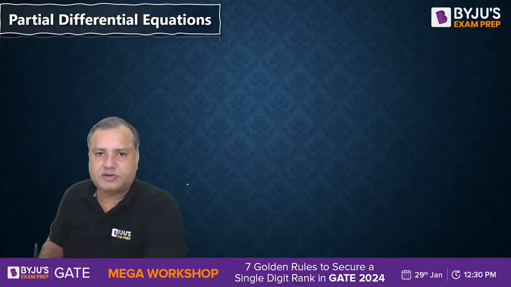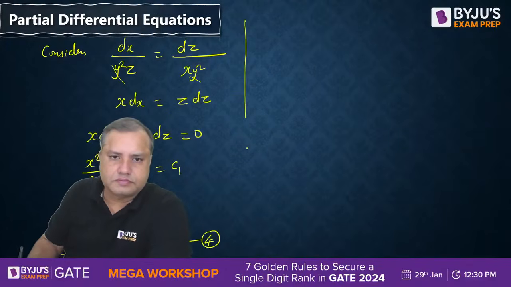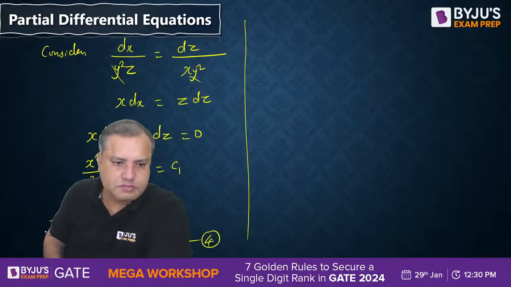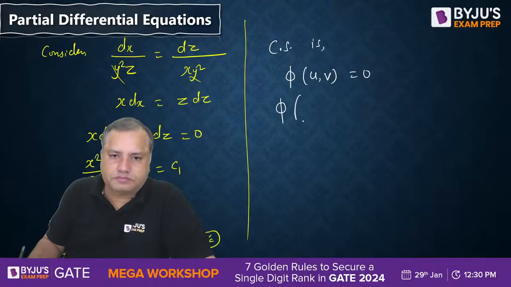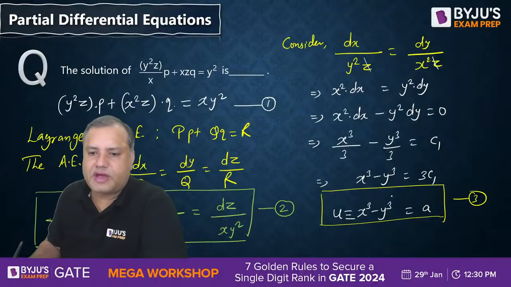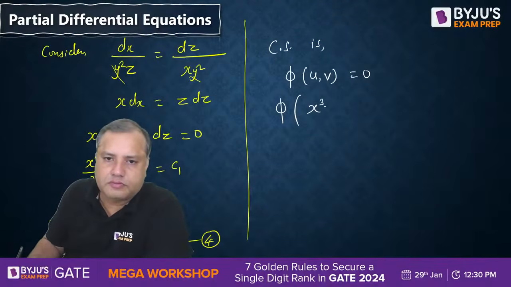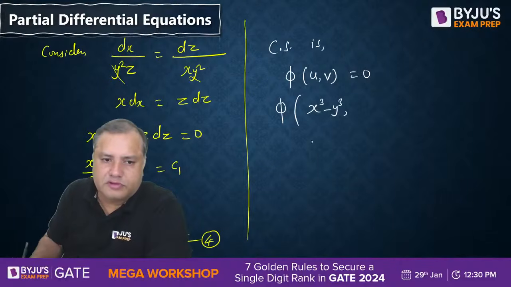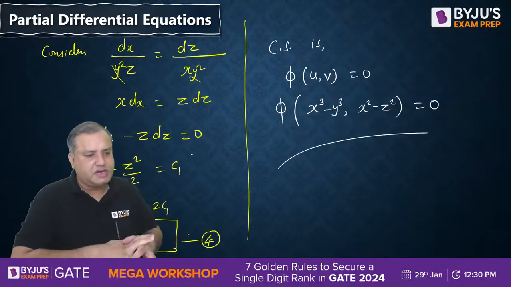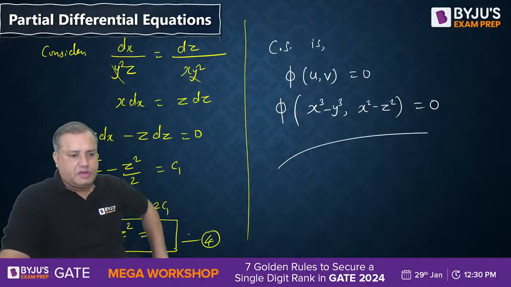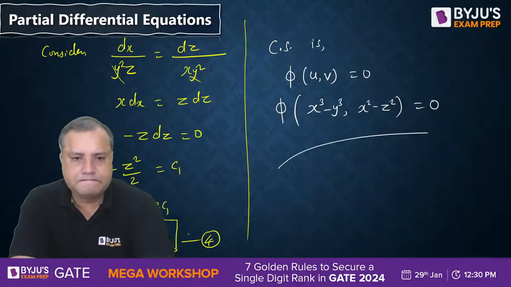We'll just write the complete solution. Complete solution is phi of u comma v equal to 0, where u is x cube minus y cube and v is x square minus z square. This is the required solution. Comfortable students?